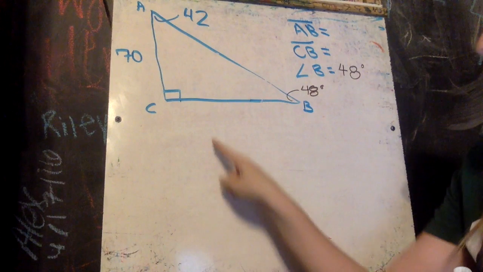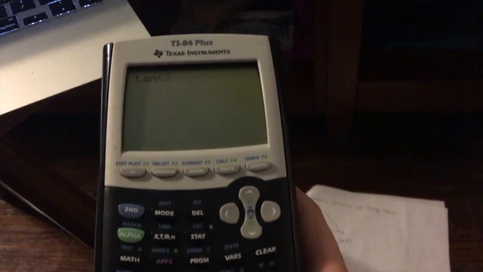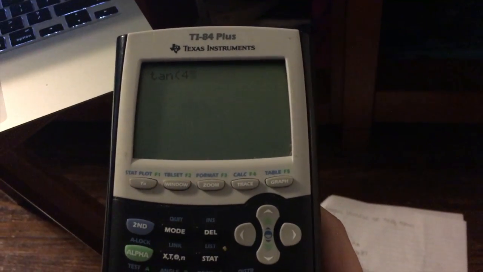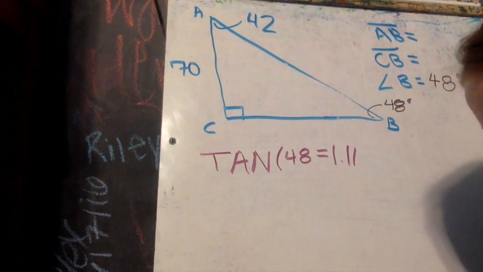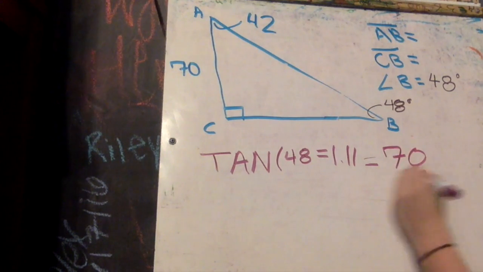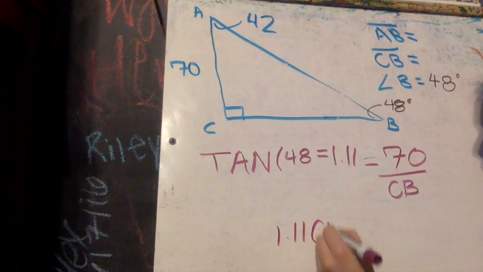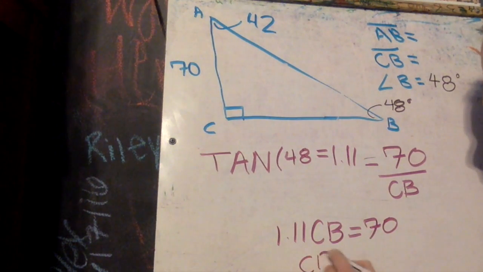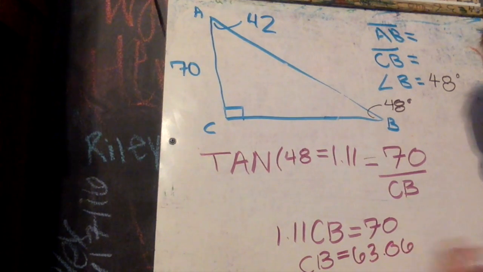Now we can use the tangent ratio to find the measure of BC. If we put tan of 48 in the calculator, we can find that it is equal to 1.11. So now our proportion will become 1.11 equals 70 over CB. And after cross multiplying, we have 1.11 CB equals 70, and after dividing, CB equals 63.06.